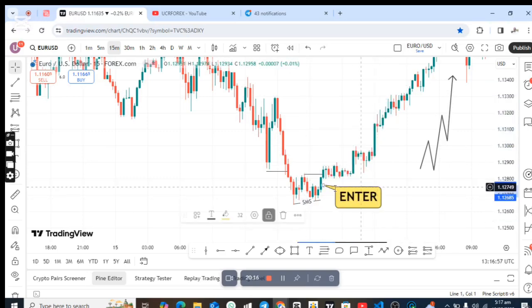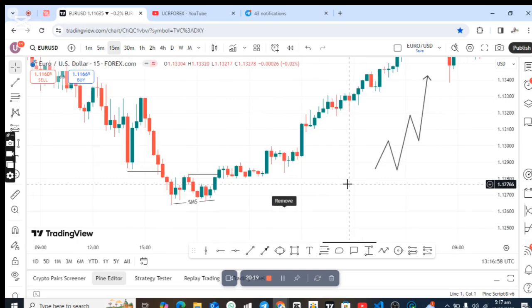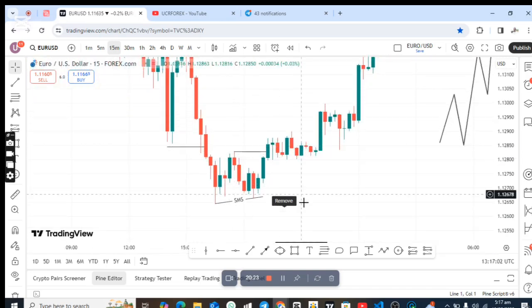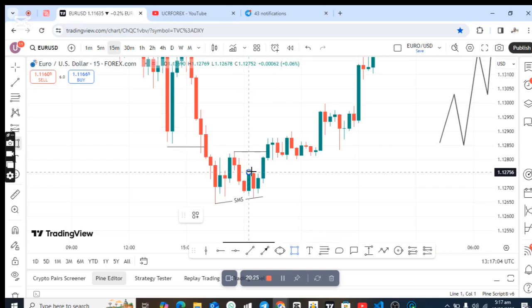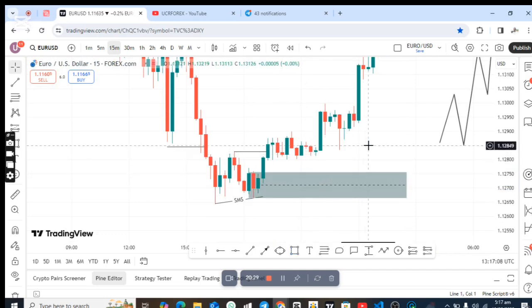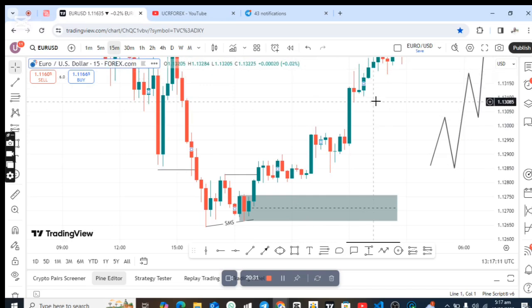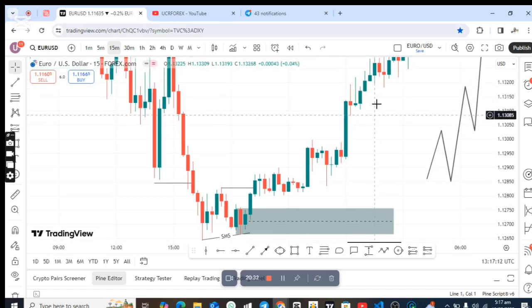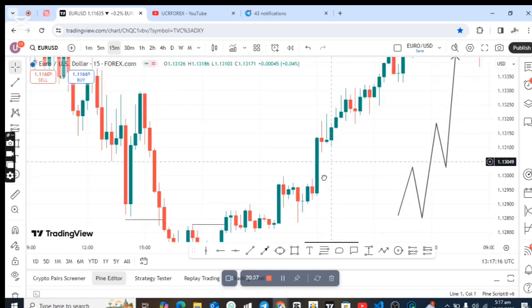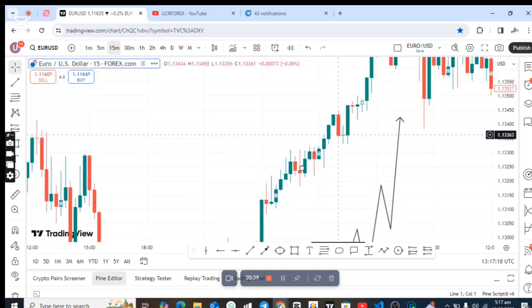Let's say you are the one that loves using change of character. Now the moment that price breaks like this, you are going to be marking out this candle and waiting for price to return back. Now price did not return back. Price went up. So you have to make use of that very particular strategy to get in very early.